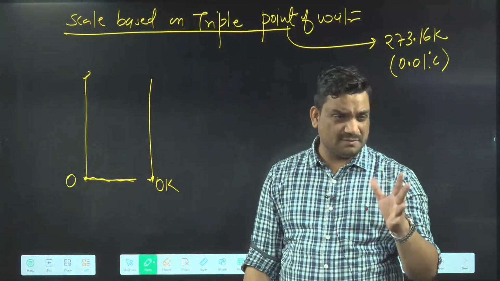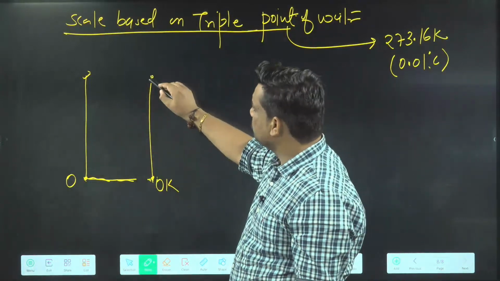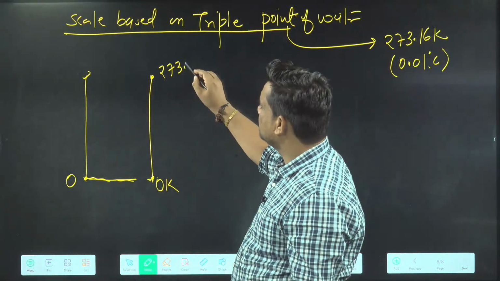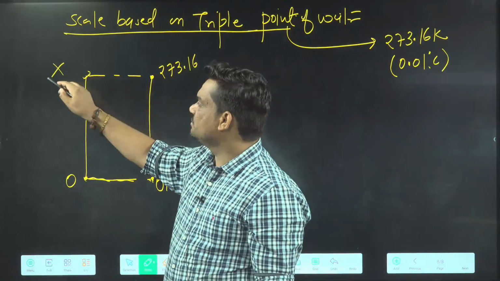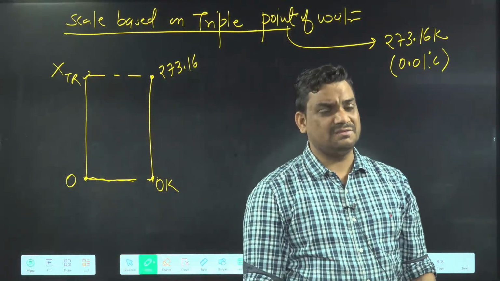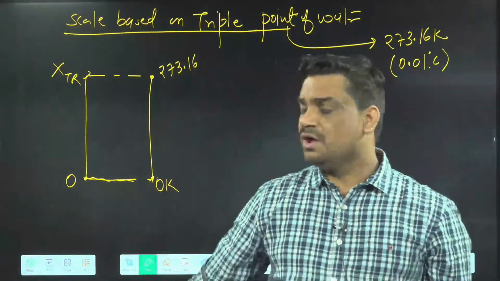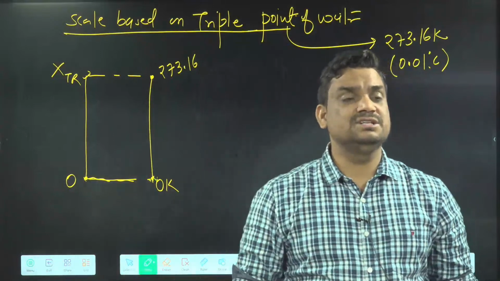So this lower value we don't have to find. The only thing we need to find is at 273.16, and this value is known as XTR. This is the volume of the gas. So if anyone asks what is the volume of the gas at 0 Kelvin, it is 0.